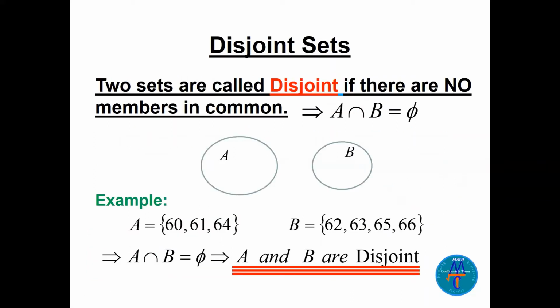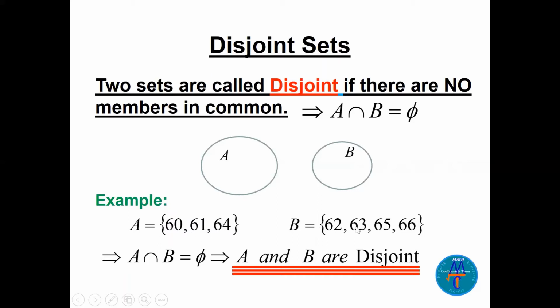Now, disjoint, not an easy word. Disjoint means not joint. So the sets are disjoint. That means there is no number in common, no elements in common. So A is separate and B is separate like this. Like an example here, 60, 61, 64, this is set A.